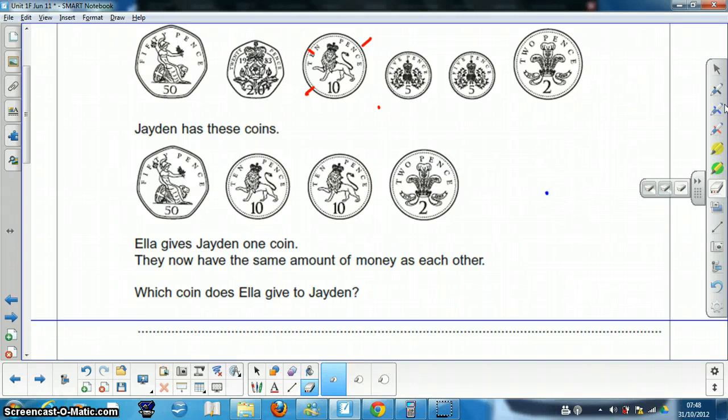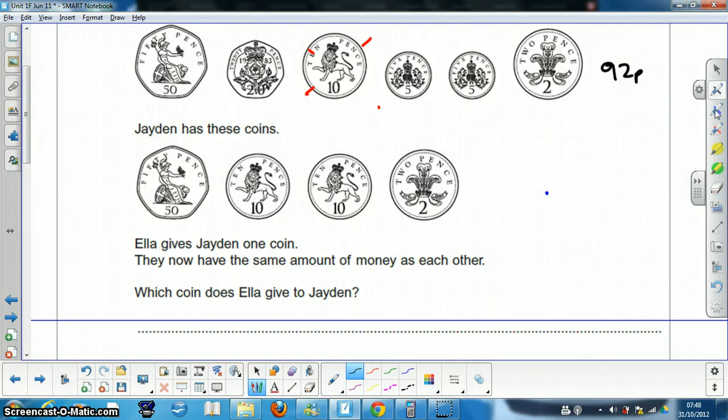What do we have there? It was 92 pence and 72 pence. So the difference is 20 pence. So yes, I was right.